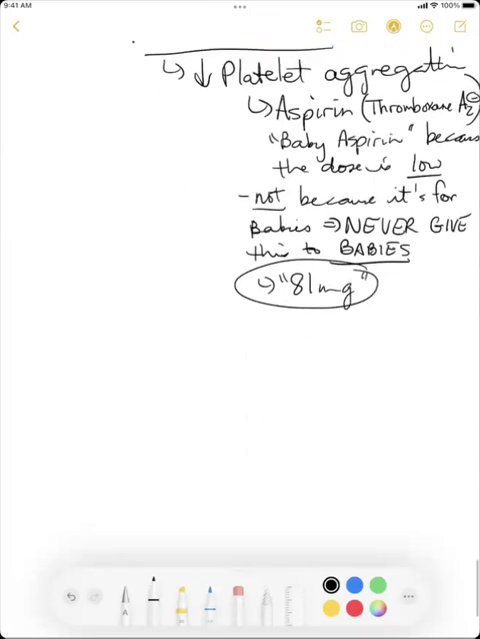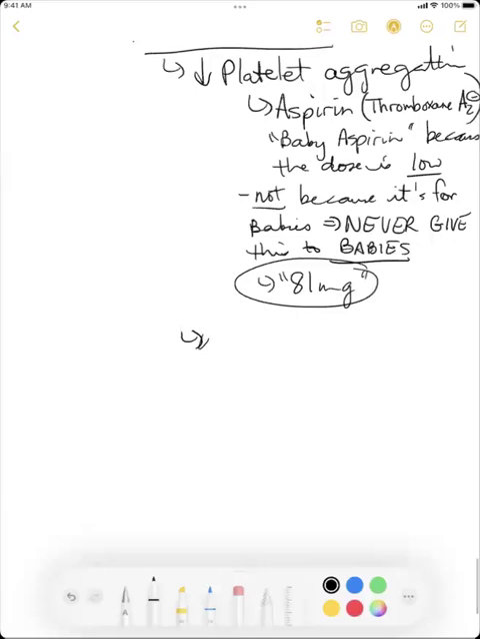The second one is a medication called clopidogrel. It's also a platelet one. The trade name of this one is Plavix. It also reduces platelet aggregation through a different mechanism, not a thromboxane A2 mechanism. Often people who are having heart attacks will be on both of these medications. People who have stable angina will often take a baby aspirin every day.